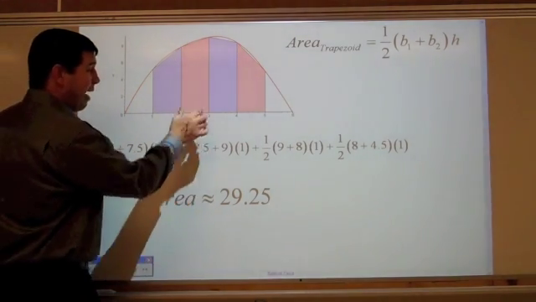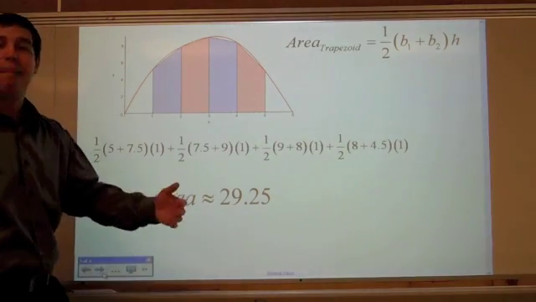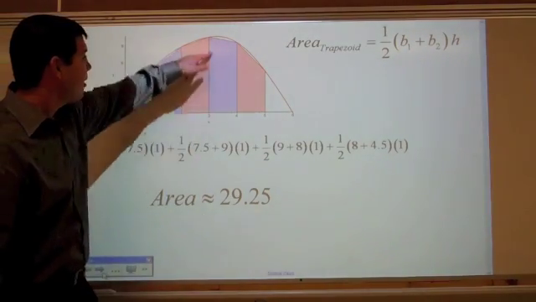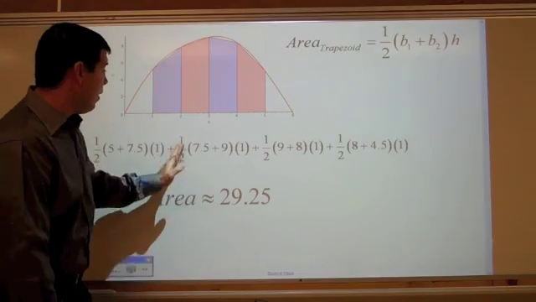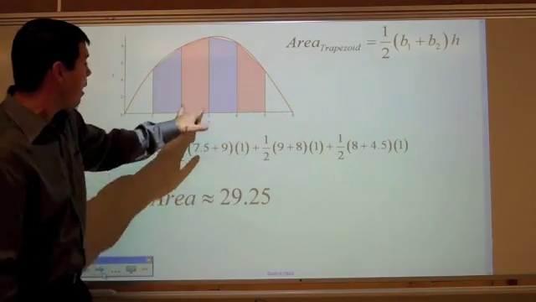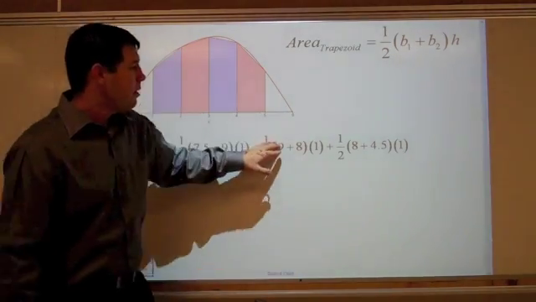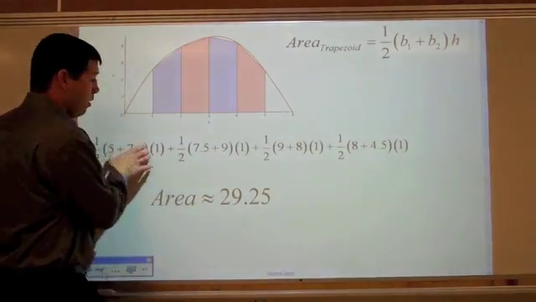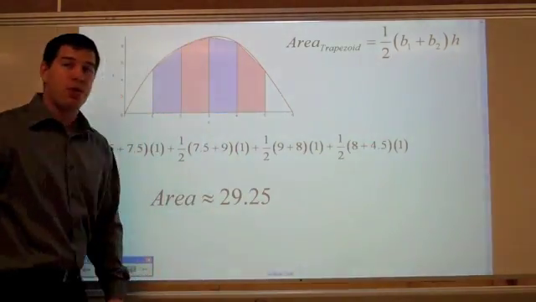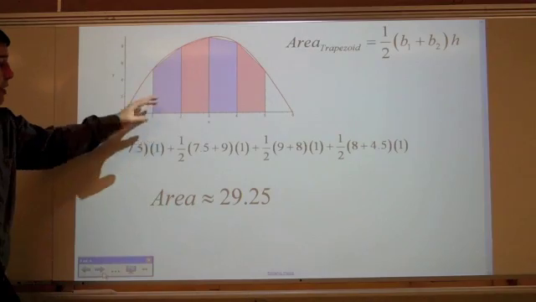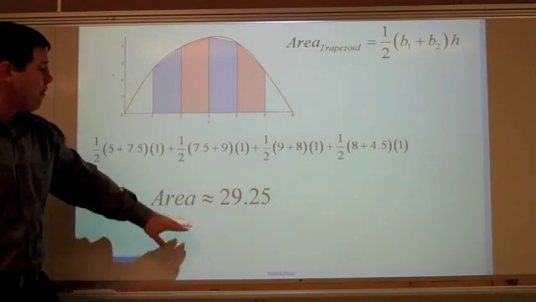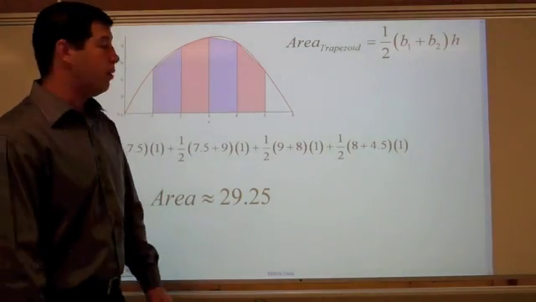Now I do it again. Add up the area of the second trapezoid. Same thing. The height here plus the height here will go inside. 1/2 average of the bases times the height of the trapezoid. Same thing here, same thing here. So I have 4 trapezoids. The area of 4 trapezoids, I'm going to add up. My total area under this curve is about 29.25.